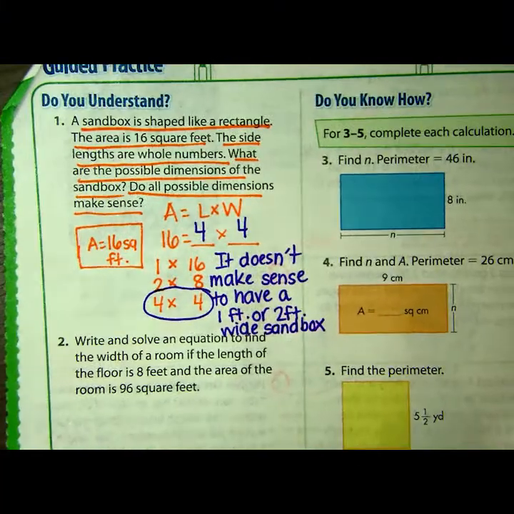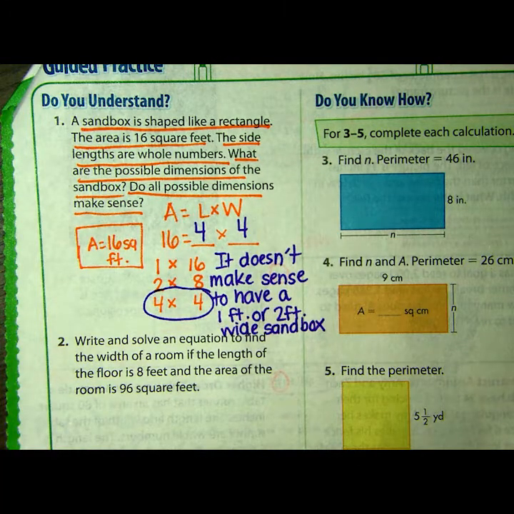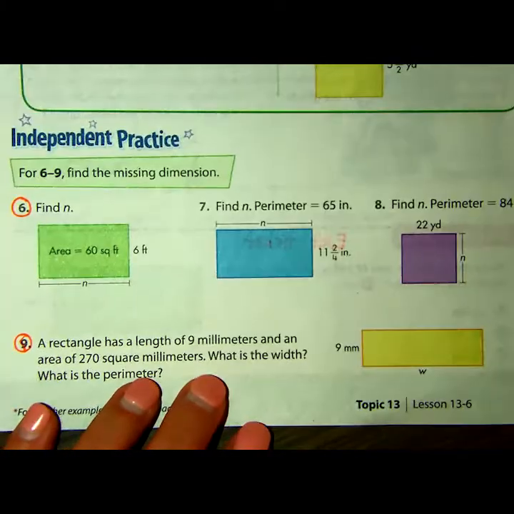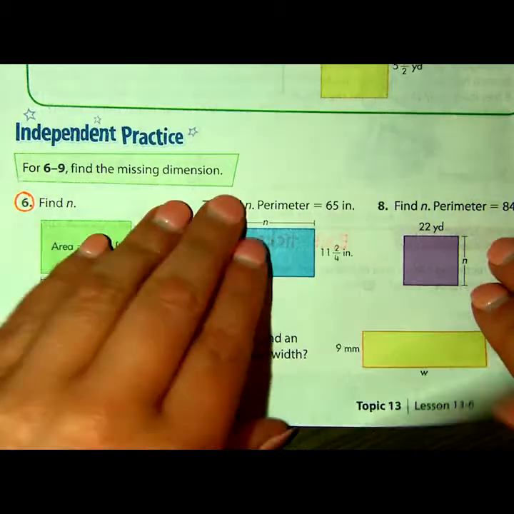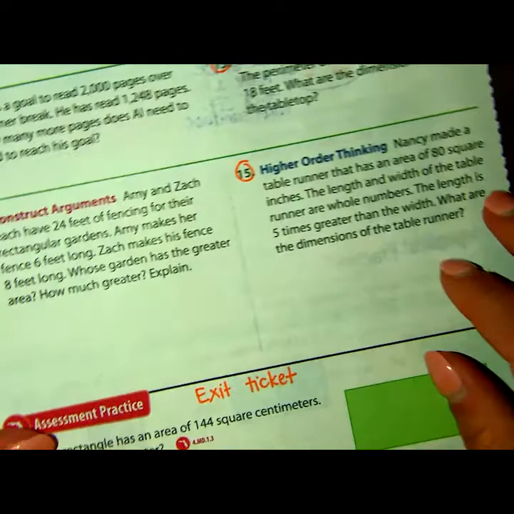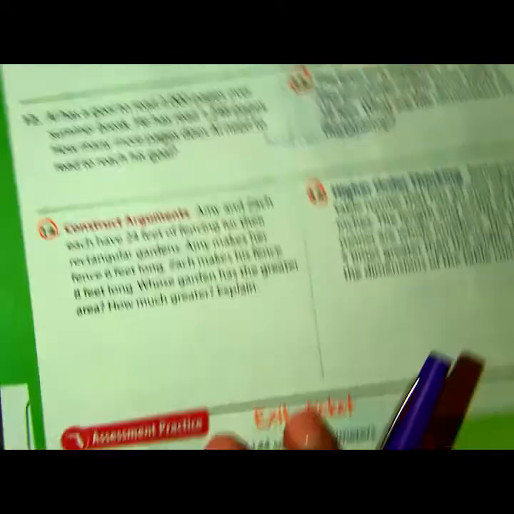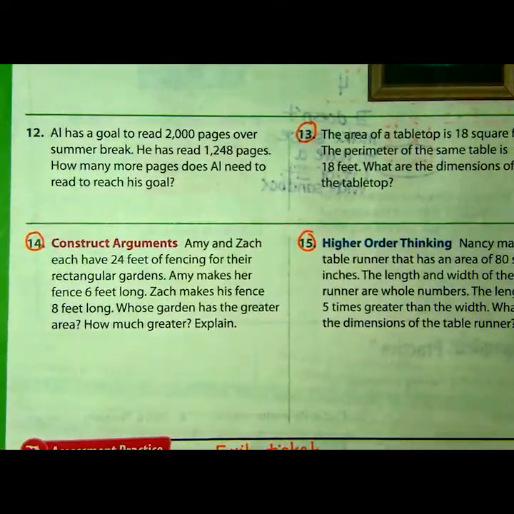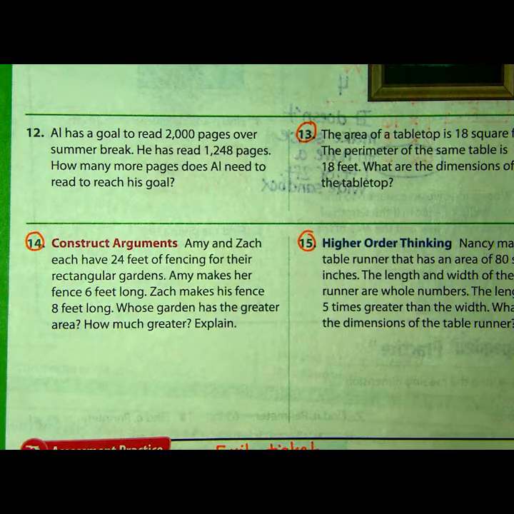Today you guys are going to apply what you've learned about the missing side length, and you are going to solve problems 6 through 9 on page 503. Then you're going to turn the page and you're going to go over to page 504, and you're doing problems 13, 14, and 15. You do have an exit ticket, and we will meet at 2 o'clock to go over these problems.